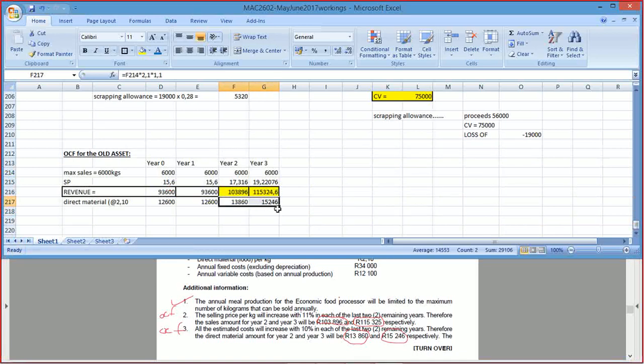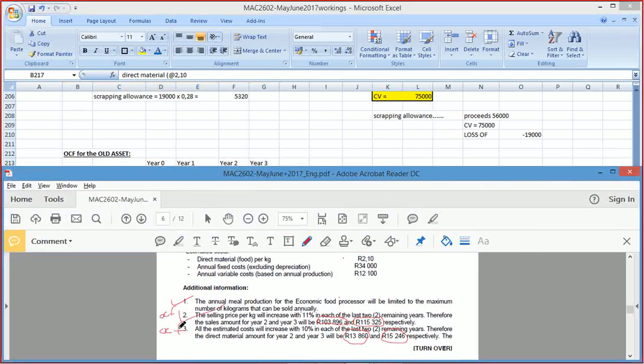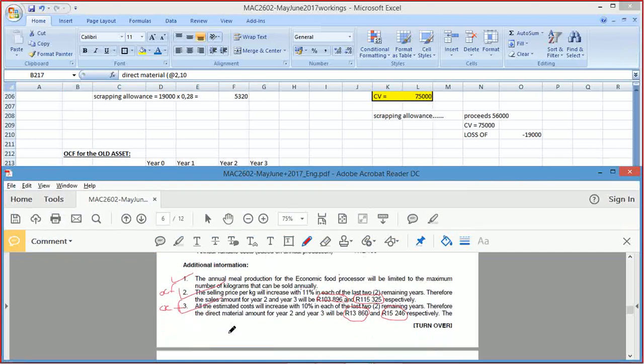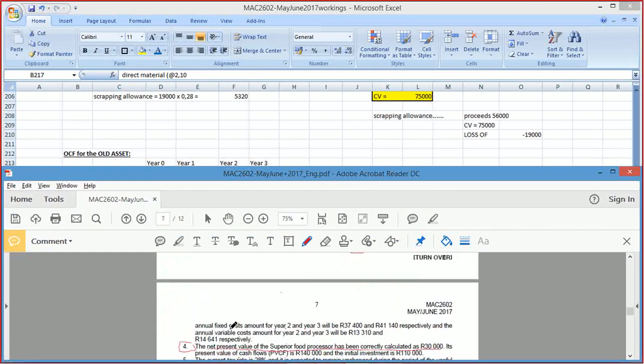What did you times by the 2.1? Was it the 6 kilogram? Yeah, 6,000 kilograms times the direct material costs. Okay, sir. Got that. So that's how we're getting those figures there. Alright, so now I've dealt with 2, I've dealt with 3. Tick, tick.